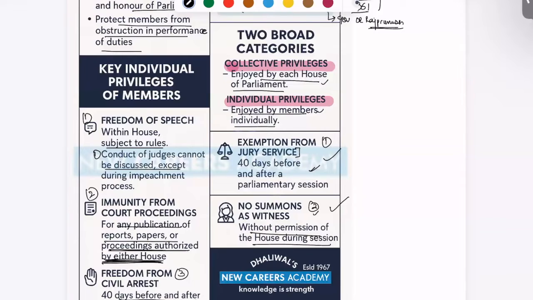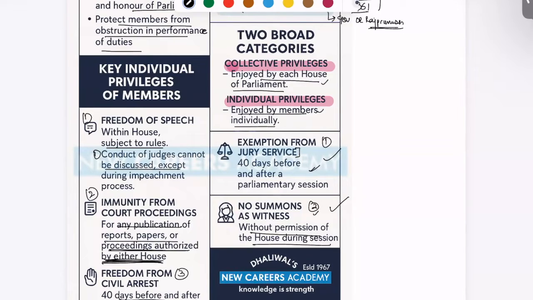Individual privileges for ministers: freedom of speech. Whatever I speak within the house, it cannot be used against me in the court. I can say anything in the house. If I'm saying anything wrong, the speaker will expunge the remarks. Expunge मतलब कि there's nothing on record. जो स्पीकर बोलता है nothing is going on record, इसका मतलब क्या होता है?